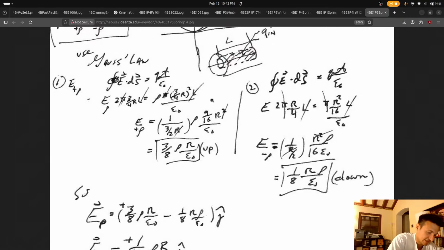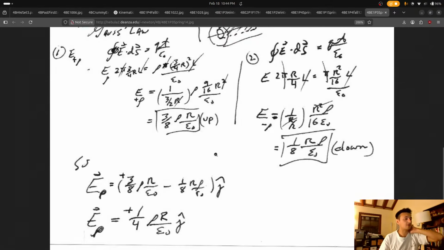Okay, then E minus is going to be equal to rho over 2 epsilon naught times R over 4, which is equal to rho R over 8 epsilon naught. So this is a minus rho R hat. So then you just sum them, and you should get rho R over 4 epsilon naught R hat. So it's still net outward.